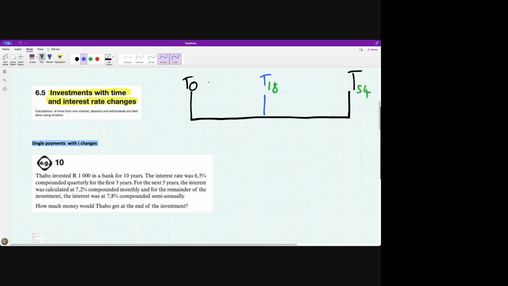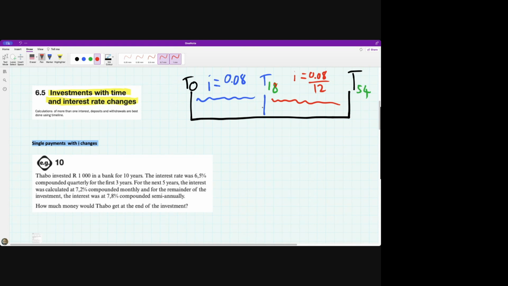So maybe we could say something like the interest rate is 8% per annum for that period there. But then for this period over here, the interest rate is not 8% per annum anymore. It's divided into a monthly interest rate. And so then we would change the interest rate and we use the timeline to help us calculate.